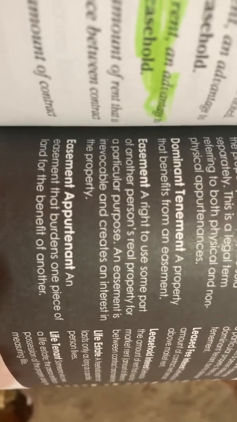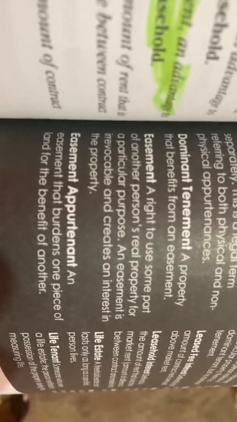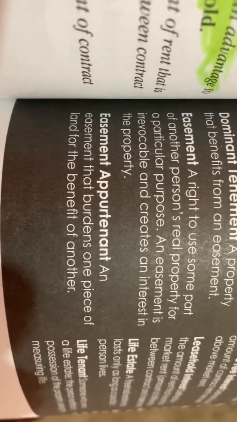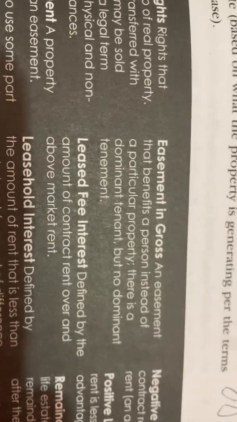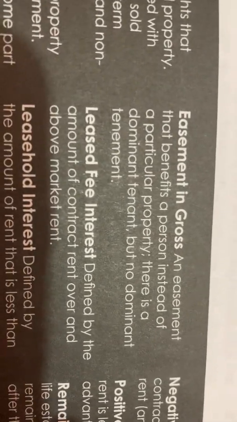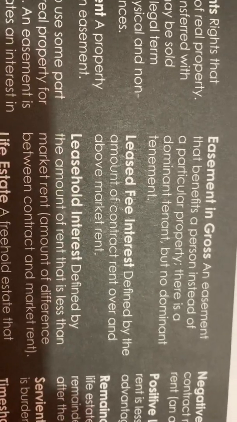Dominant tenement. A property that benefits from an easement. Easement. A right to use some part of another person's real property for a particular purpose. An easement is irrevocable and creates an interest in the property. Easement appurtenant. An easement that burdens one piece of the land for the benefit of another. Easement in gross. An easement that benefits a person instead of a particular property. There is a dominant tenant, but no dominant tenement.